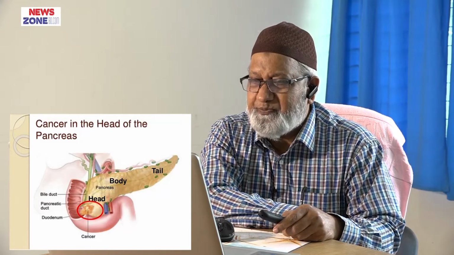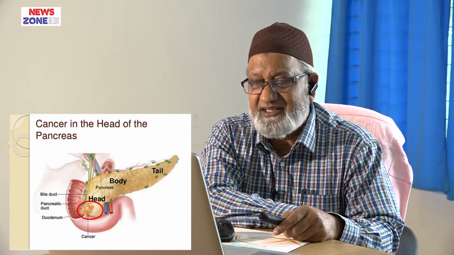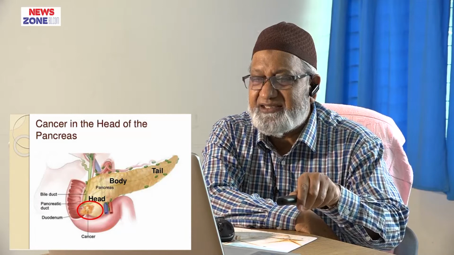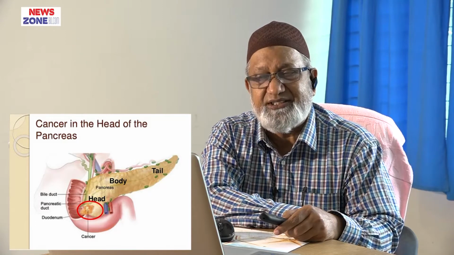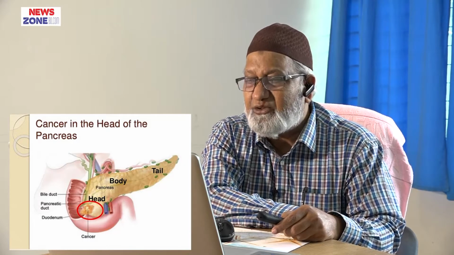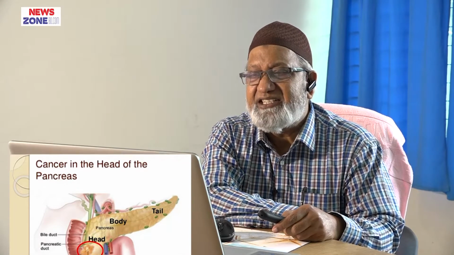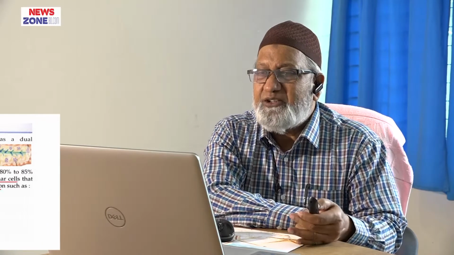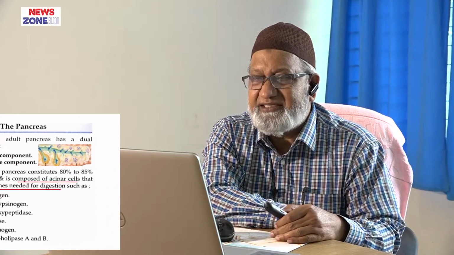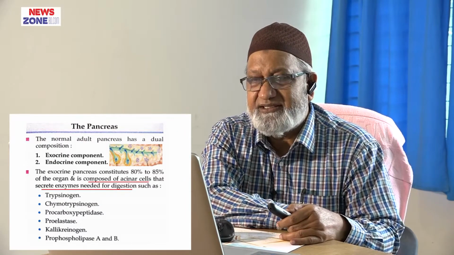The exocrine part is composed of acinar cells which secrete the digestive enzymes, and the duct cells secrete the aqueous solutions. The endocrine portion of the pancreas, that is, the islets of Langerhans, secretes various hormones. So the normal adult pancreas has exocrine components and endocrine components.